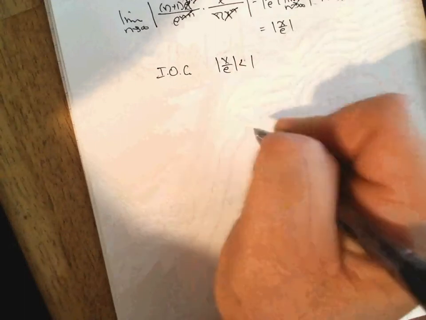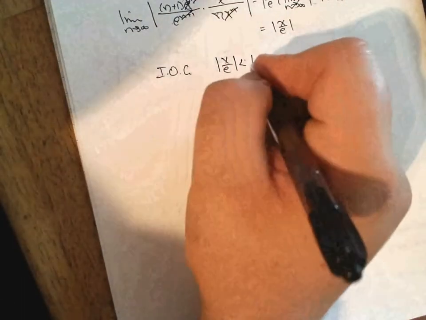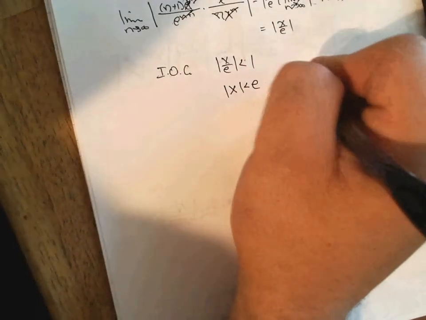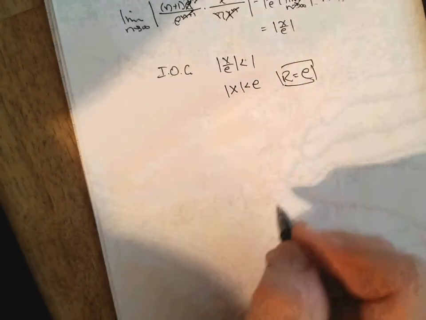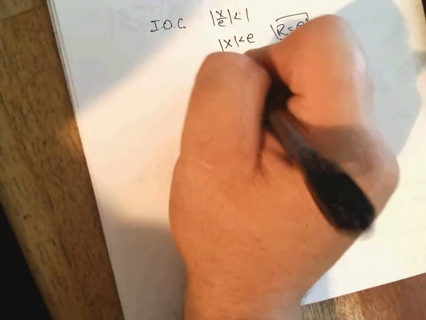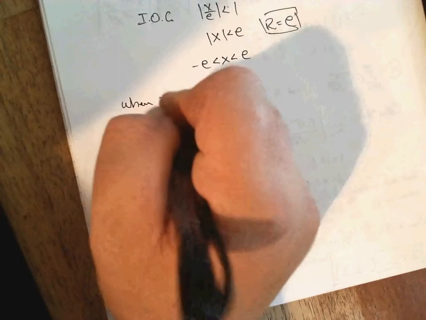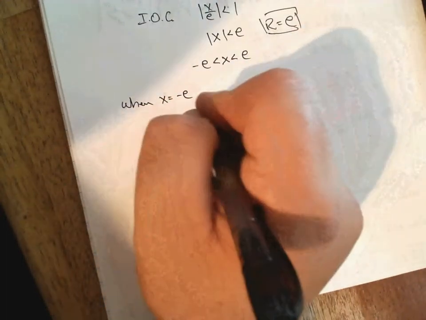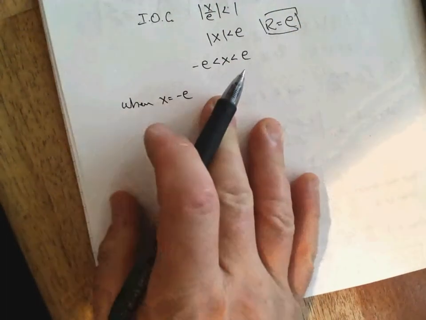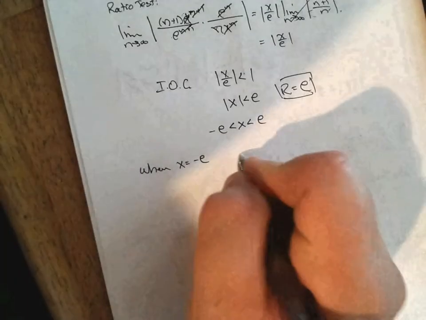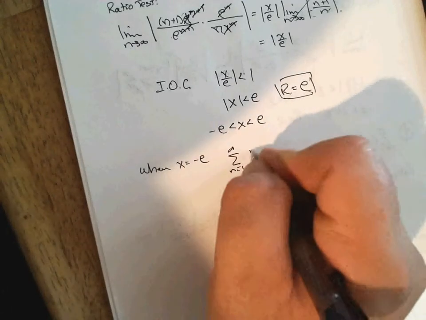And you know, for the interval of convergence, what you have to do is say that absolute value of x over e is less than 1 to make convergence occur. If you multiply both sides of this by e, you can identify the radius of convergence, therefore, to be e. And then the interval, well, there's the form of the interval, right? And now we have to test the endpoints. When x is equal to negative e, what does this series look like?